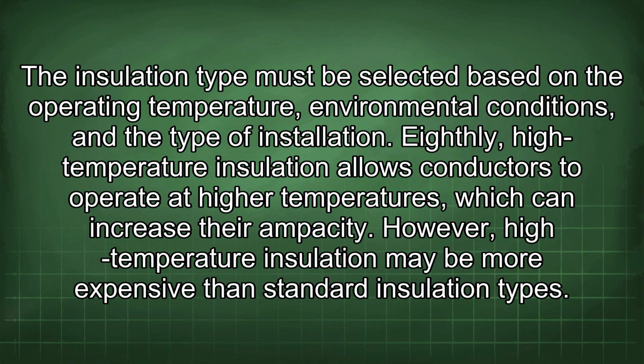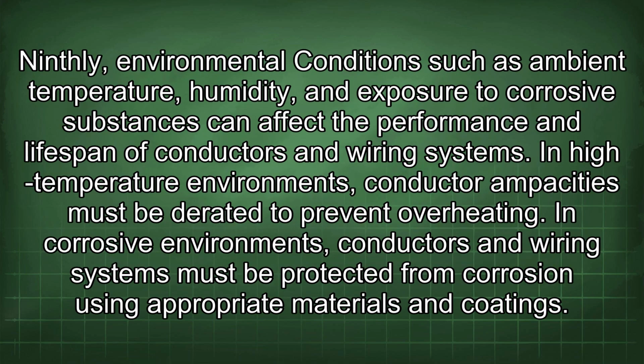Eighthly, high-temperature insulation allows conductors to operate at higher temperatures, which can increase their ampacity. However, high-temperature insulation may be more expensive than standard insulation types. Ninthly, environmental conditions such as ambient temperature, humidity, and exposure to corrosive substances can affect the performance and lifespan of conductors and wiring systems. In high-temperature environments, conductor ampacities must be derated to prevent overheating. In corrosive environments, conductors and wiring systems must be protected from corrosion using appropriate materials and coatings.